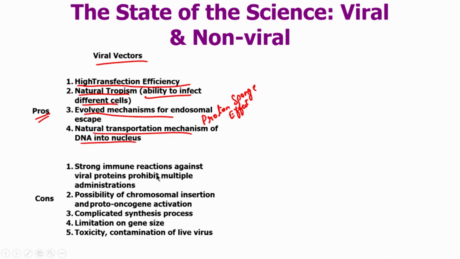However, there are some cons, and one con again being that these viruses are not a part of your own body. So, now you have introduced a foreign material, so your immune system will start acting against it. So, you get a very strong immune response against these viral proteins, and that means that, let us say, if you have done it once and you want to do it again, by the time you are ready to do it again, the body is already aware of how to handle that particular virus, because you essentially vaccinated the body by giving the first dose, and the second time you do it, the body is going to clear it even before it can do any of its function. So, it prohibits multiple administration.